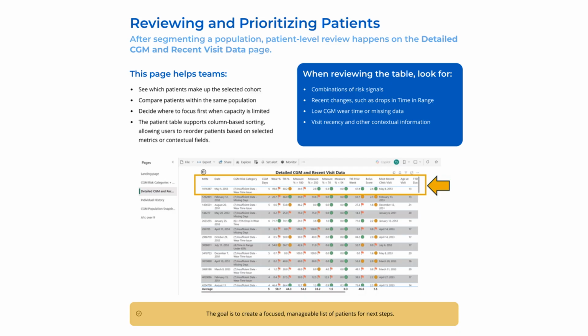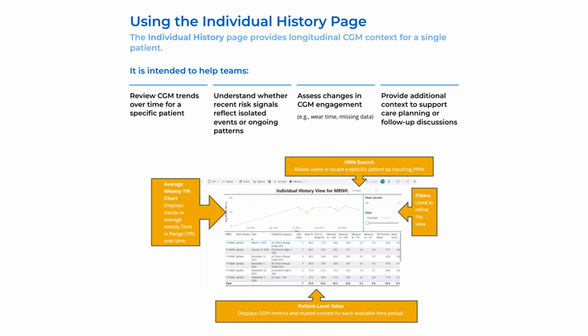Patient-level review takes place on the detailed CGM and recent visit data page. This page helps teams see which patients make up the selected cohort, compare patients, and decide where to focus first when capacity is limited. When reviewing the table, teams often look for combinations of risk signals, recent changes in time in range, low CGM wear time, missing data, and visit recency. The goal is to create a focused, manageable list of patients for next steps.